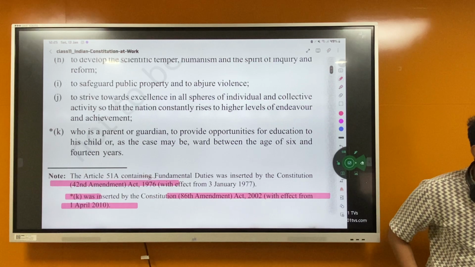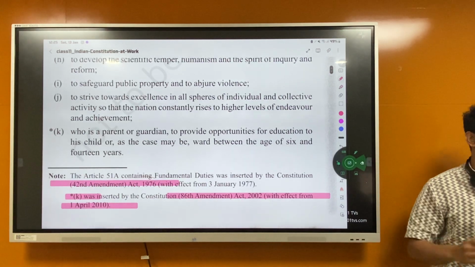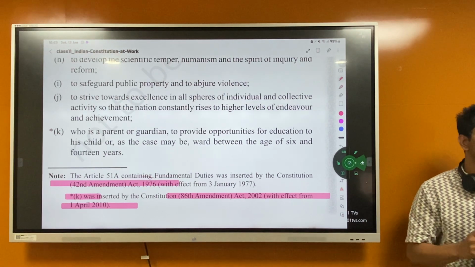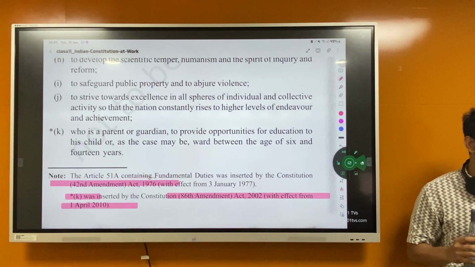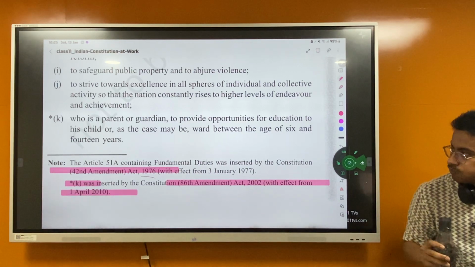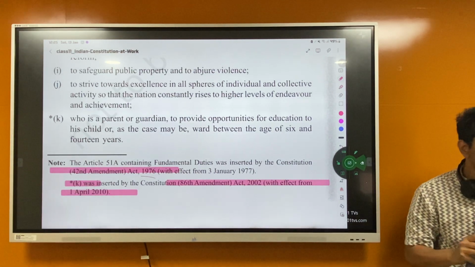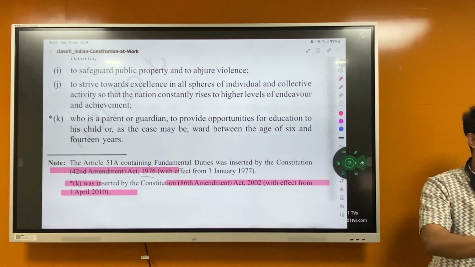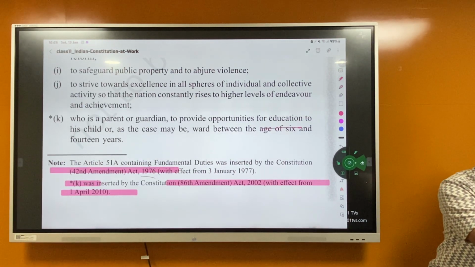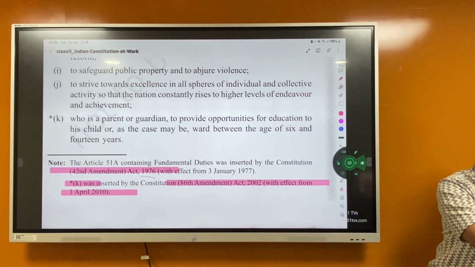Next. To strive towards excellence in all spheres of individual and collective activity, so that the nation constantly rises to higher levels of endeavor and achievement. Okay. Next. Who is a parent or guardian to provide opportunities for education to his child, or as the case may be, ward between the age of 6 and 14 years. So it talks about the 6 to 14 age. Okay. These differences we'll try to find. That's why I'm marking this.